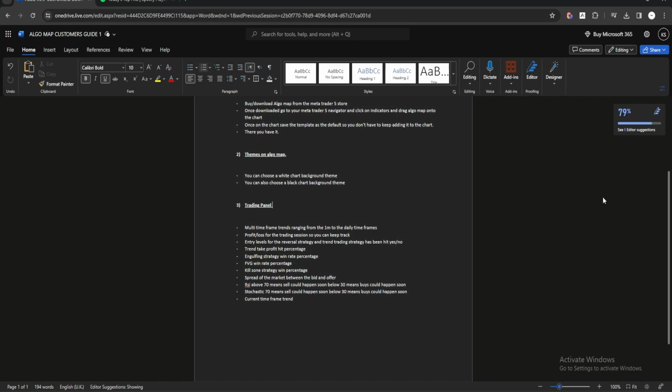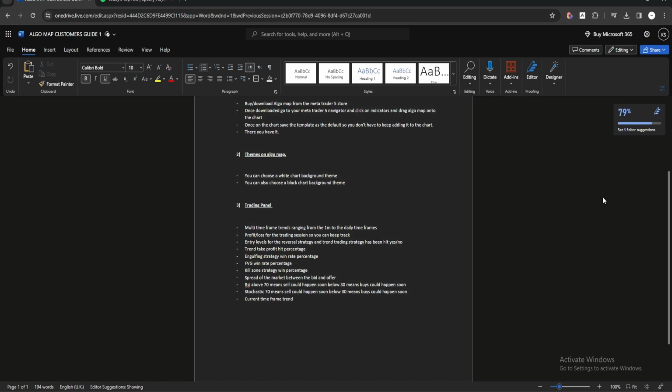Then we have the fair value gap win rate percentage. That's around a 55 to 60%. So that is a profitable strategy, and it's very good. So you actually know where the market's going most of the time. The kill zone strategy, win percentage. The kill zone strategy is basically a strategy that you get every single day. It's around a 55% win rate. So you know you have edge on certain pairs. It's not over a 50% on certain pairs. Sometimes it's not actually profitable, but on most pairs it is.